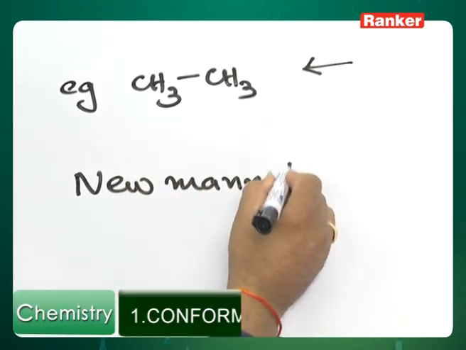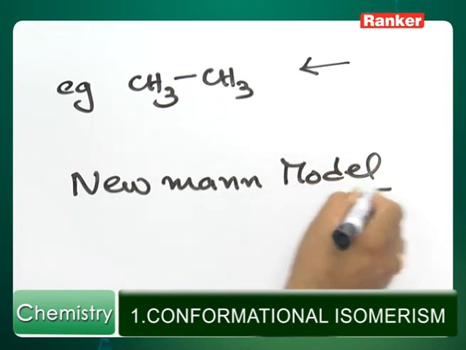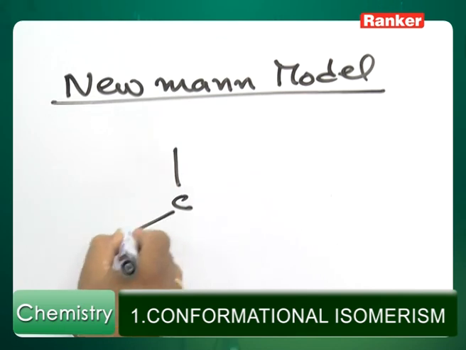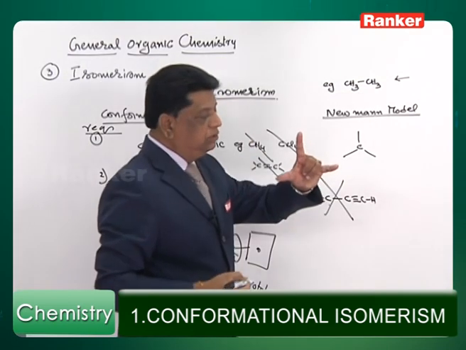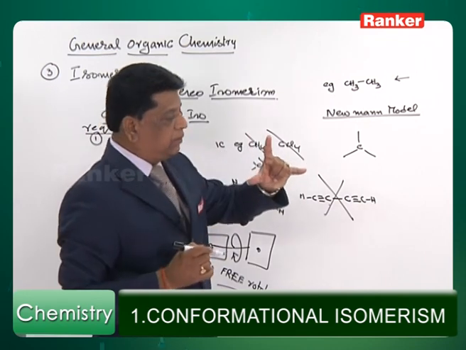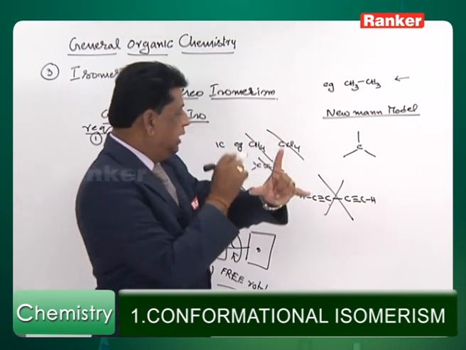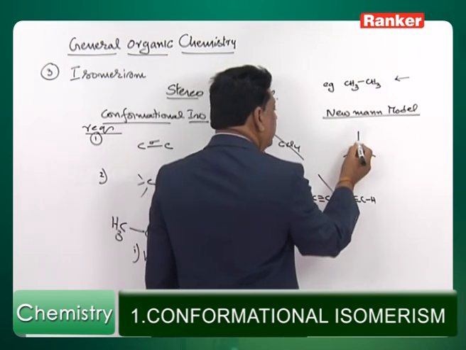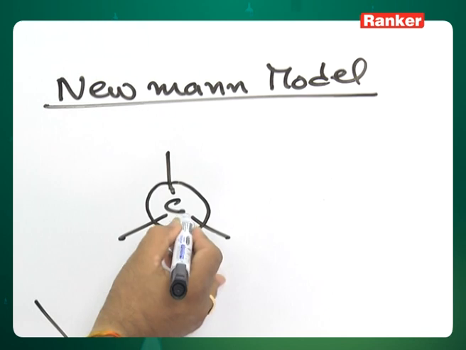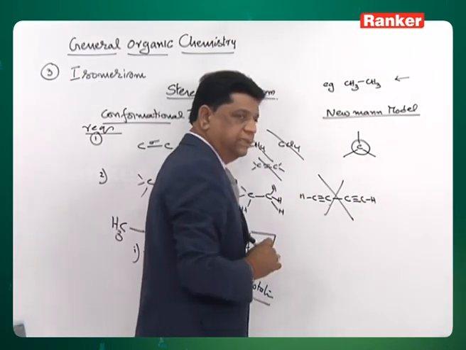Newman model. In this model, this ethane molecule is written as carbon. I am writing 3 sides, 3 hydrogens, which are shown towards you, and the carbon is there, all the hydrogens are projected towards you, and behind the carbon there is one more carbon, but that carbon is backside this imaginary disk. There is another carbon behind this carbon.